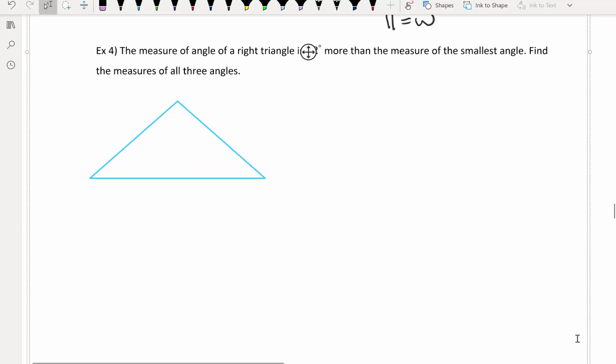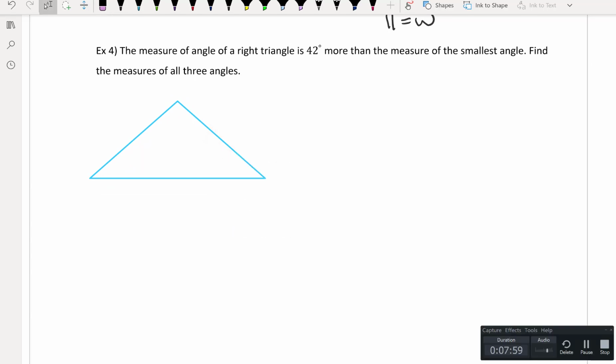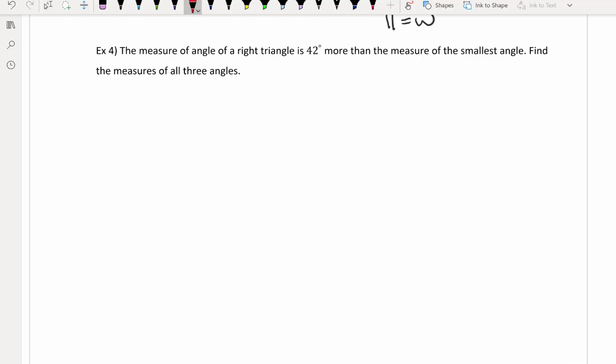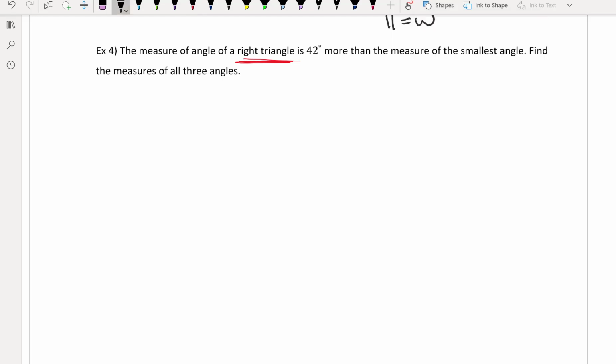It says that the measure of an angle of a triangle, a specific one. And the key word here was it's a right triangle. So if it's a right triangle, it's a certain shape. That shape would have a 90-degree angle. That's what that little square represents. So I know that this is going to be 90 degrees.